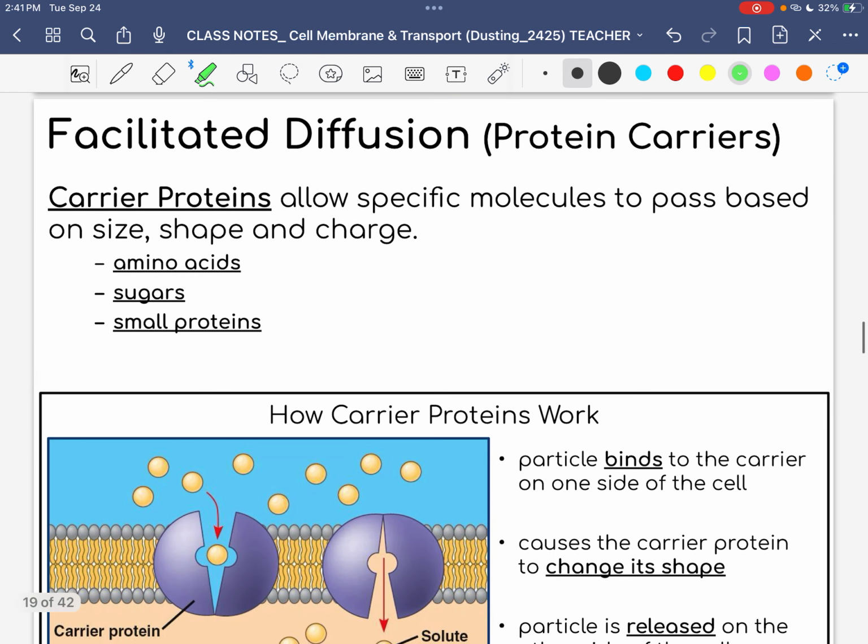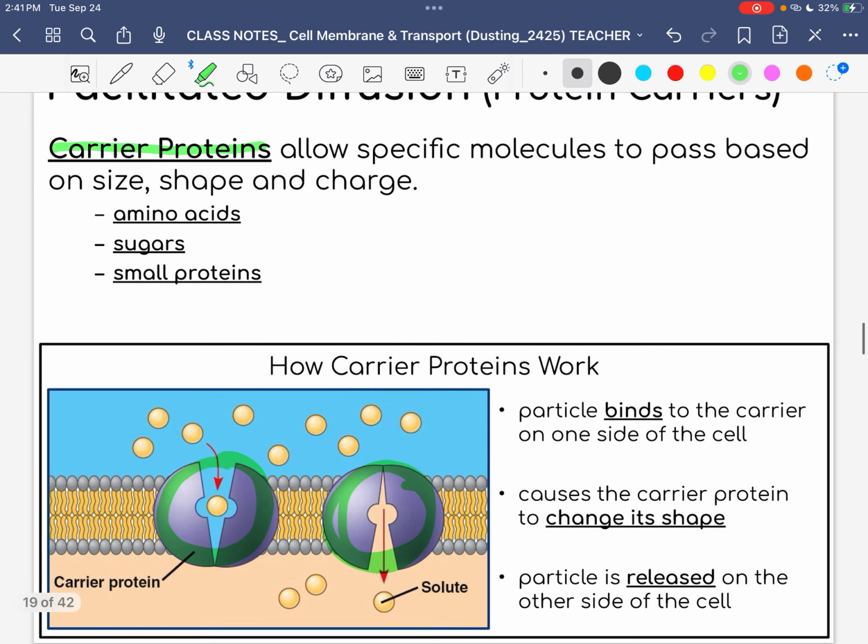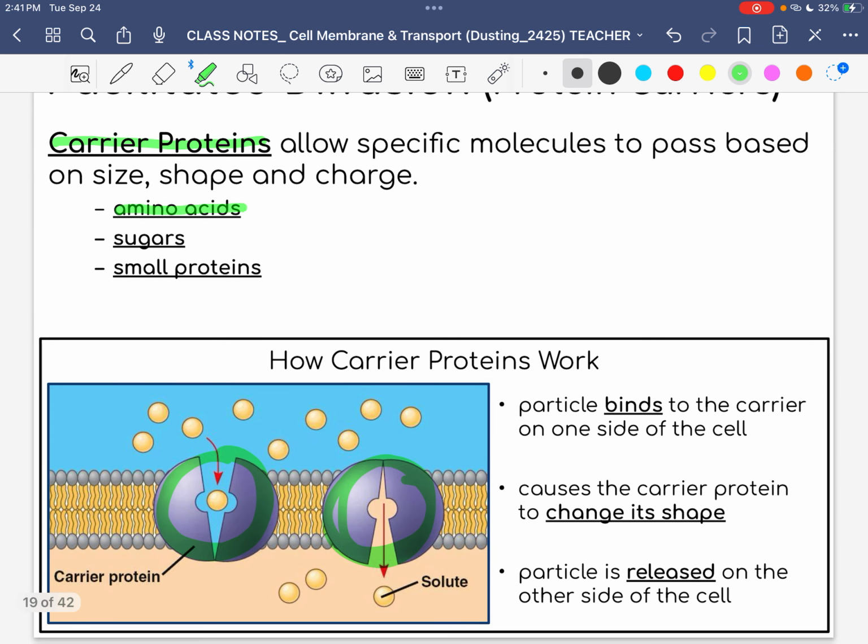And then here's the example of carrier proteins, and you can see how they're changing shape here. This shape is open to the extracellular environment, and this shape here is open to the cytoplasm. And so these carrier proteins are going to be helping things like amino acids, sugars, small proteins, those sorts of things. These things are typically large and polar molecules.